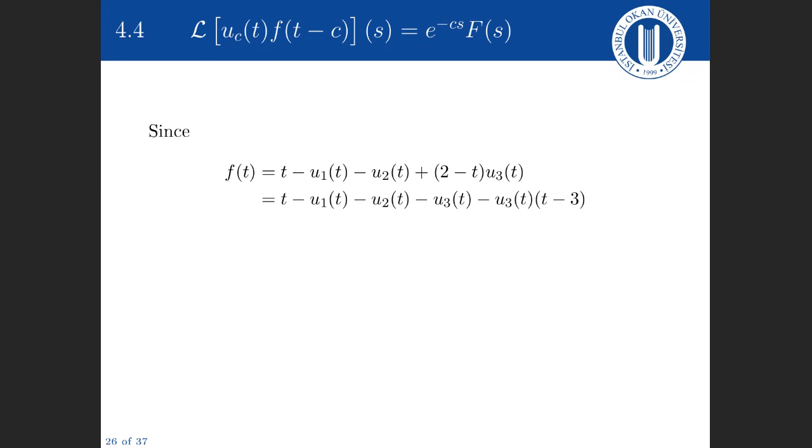Now, what have I done here? Why have I split the final term up into two? It's because I want to use the formula at the top, the formula we've just found. In the formula at the top, these two numbers must be the same. If we have u3, then inside the function we must have t minus 3. So just to have these two numbers the same, I've split the final term up into two terms.